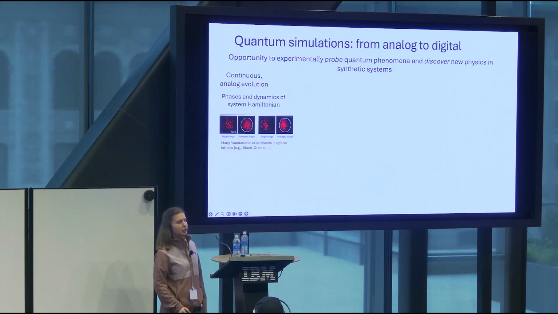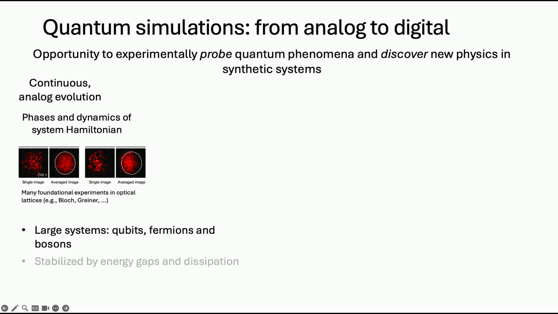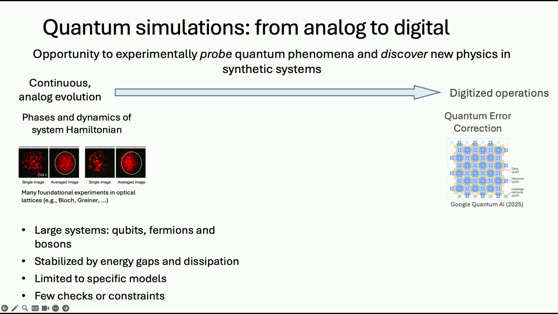And there are several approaches you can think of taking. Firstly, the more standard, continuous analog evolution. You have some simulator with some native Hamiltonian, and then you can study the physics of that. This comes with advantages such as easily reaching large system sizes. Typically, your Hamiltonian will be stabilized by energy gaps and dissipation. You are, however, limited to specific models and often have few checks or constraints in place to make sure you're doing what you intend to be doing.